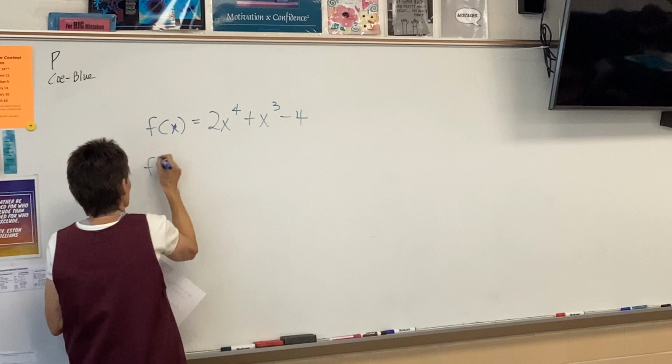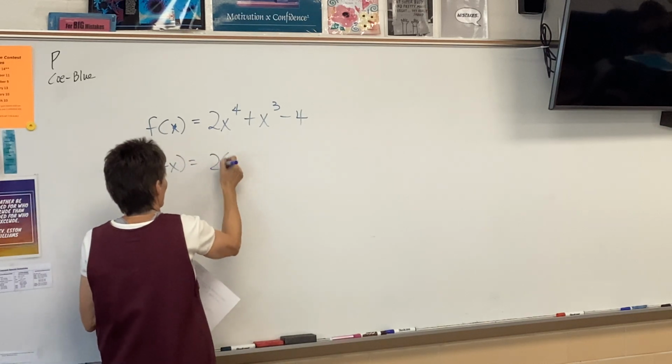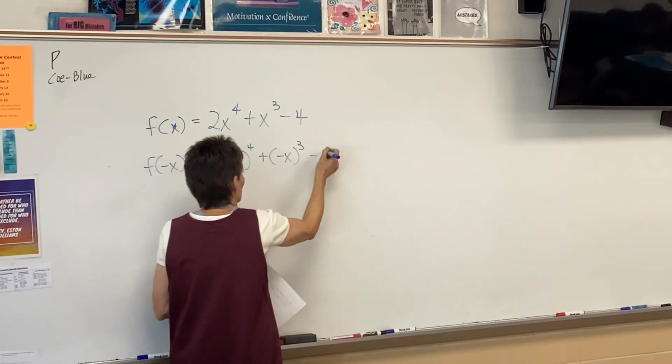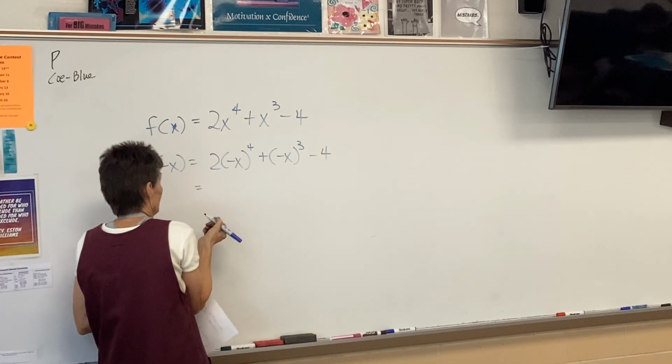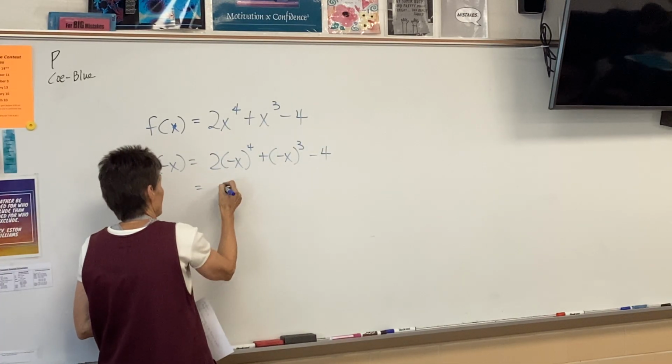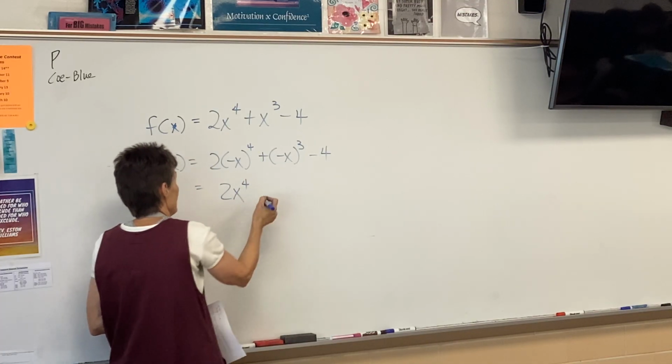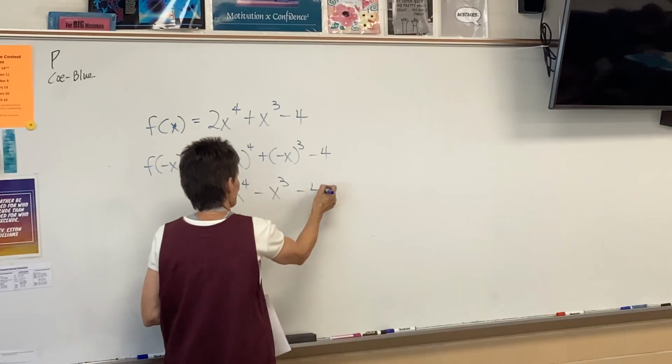All right, so here we go. Plug in negative x. And what's that going to equal? 2x to the 4 minus x cubed minus 4.